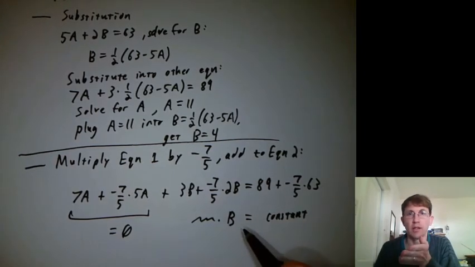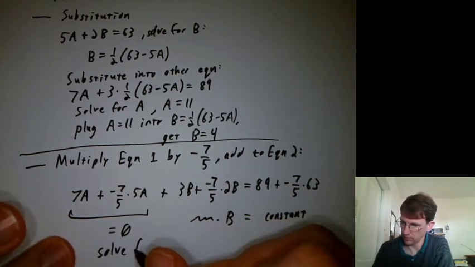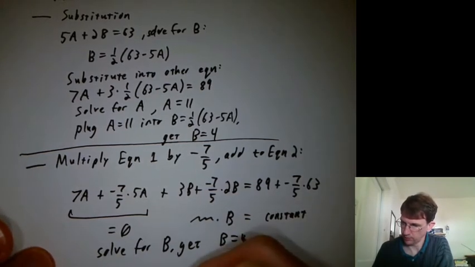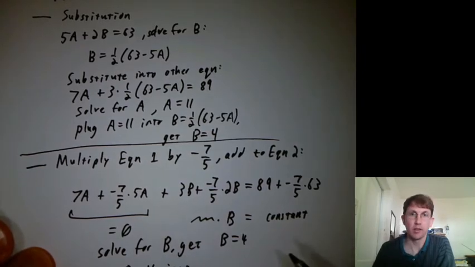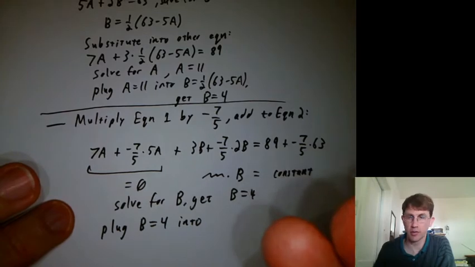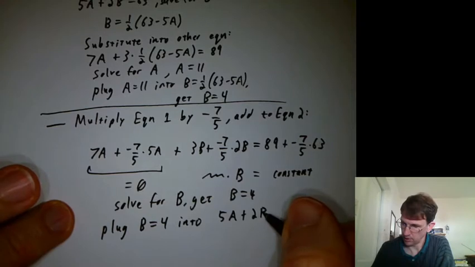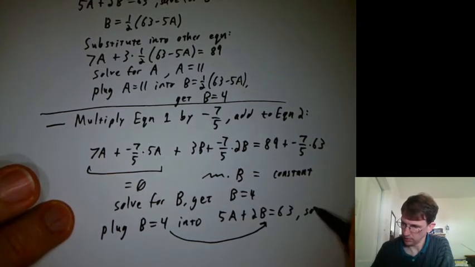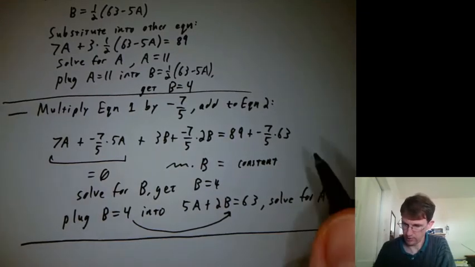Then solve for b, and then go and plug that back into a different formula for a. So we'd get b equals 4. Plug b equals 4 into, and at this point it doesn't matter which formula, but maybe we'll do equation 1. 5a plus 2b equals 63. And solve for a. So those are two very linear algebra ways to do stuff.